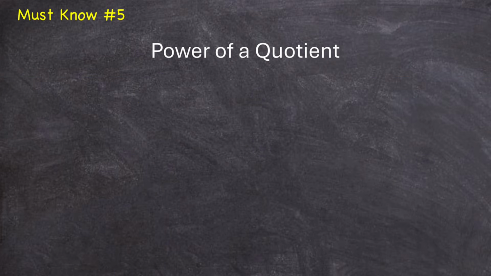Must know exponent rule number 5, the power of a quotient rule. For this rule, if we have a power where the base of the power is a quotient of values, let's say the base of our power is a divided by b, and we'll let the exponent be n, the power of a quotient rule tells me that that exponent of n has to be applied to both the numerator and the denominator of the base of the power. So this would become a to the power of n being divided by b to the power of n.